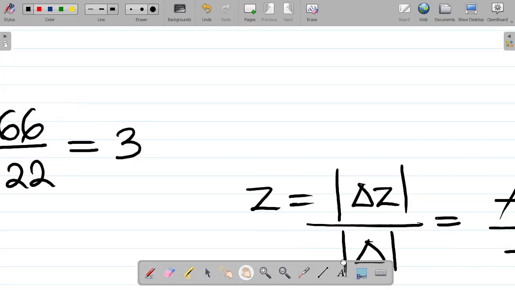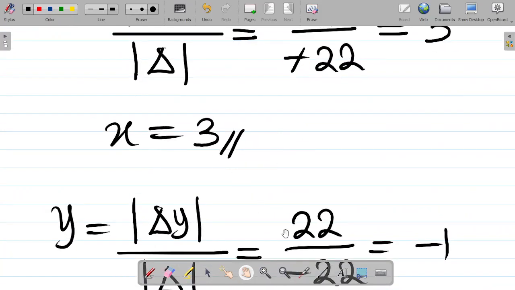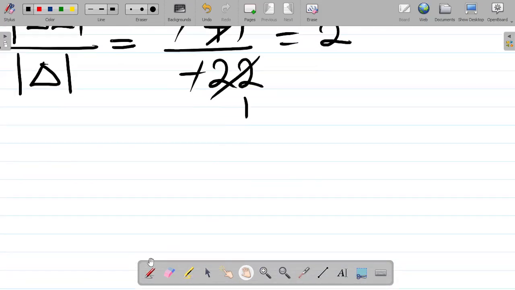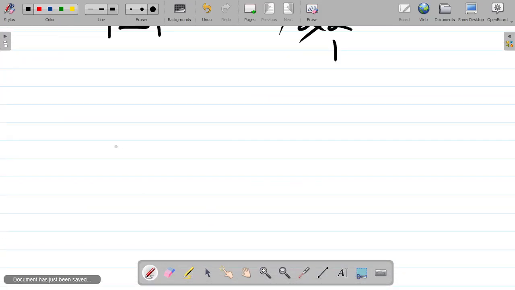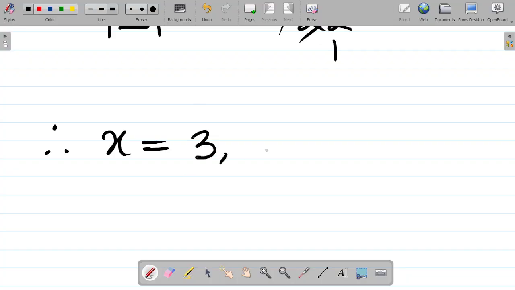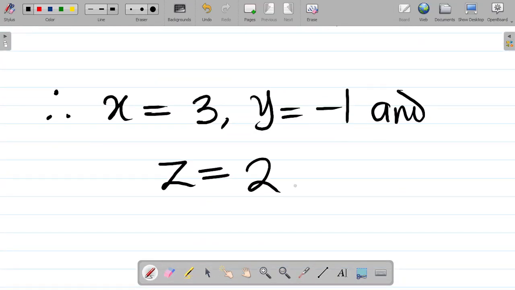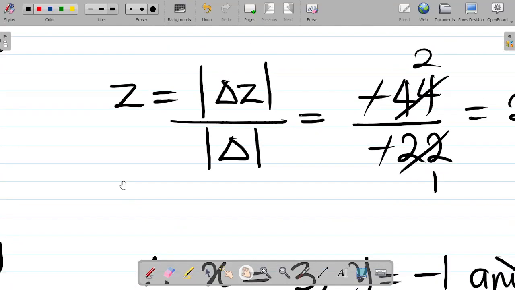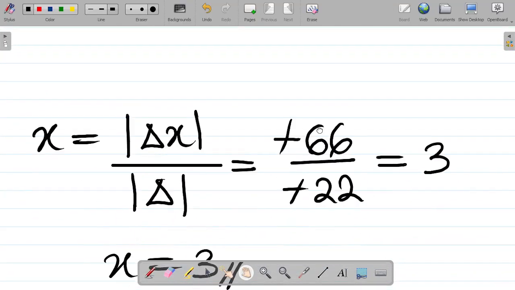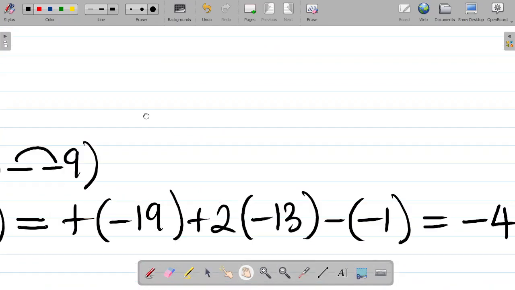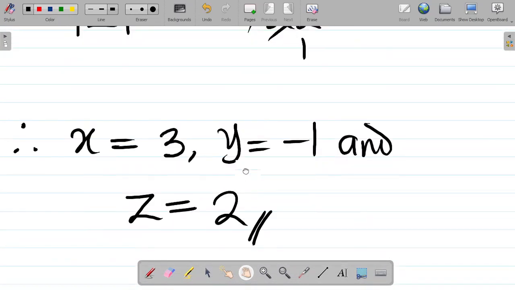So therefore, what's the value of x, y, and z? We can say that x is equal to 3, y is equal to minus 1, and z is equal to 2. All right, so this is how you solve this question.